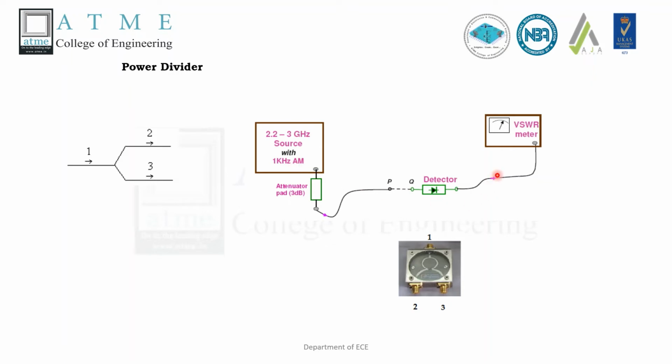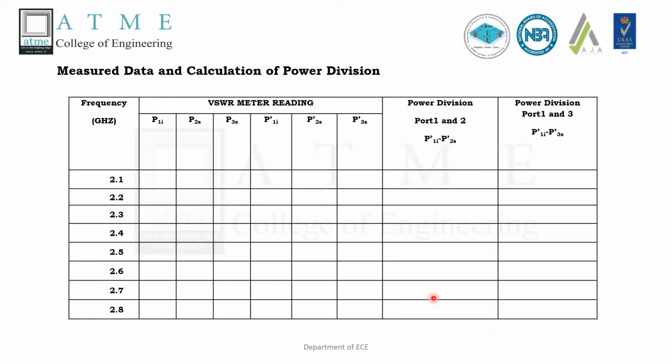Get the corrected values of P2 dash and P3 dash. Isolation is calculated in dB. So isolation can be calculated as P2 dash minus P3 dash.